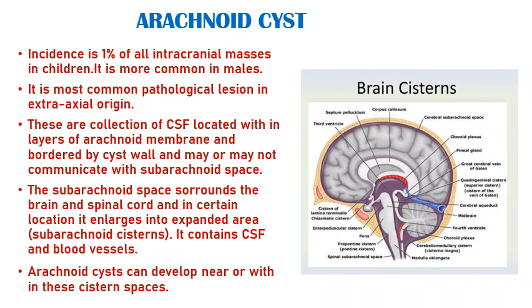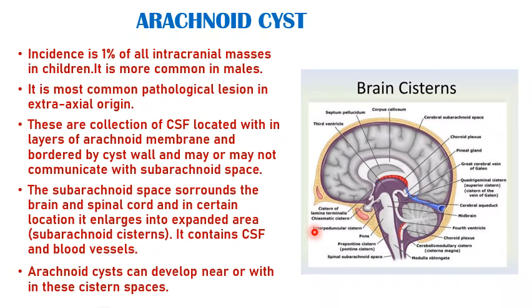Let's talk about arachnoid cyst. Incidence is 1% of all intracranial masses in children. It is more common in males. It is the most common pathological lesion of extraaxial origin. These are collections of CSF located within the layers of the arachnoid membrane and bordered by a cyst wall, and may or may not communicate with the subarachnoid space.